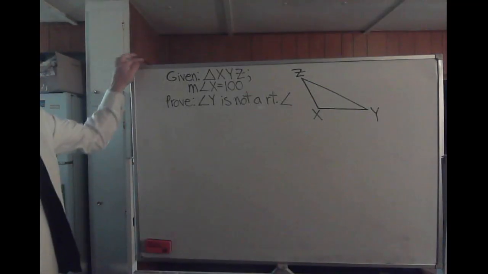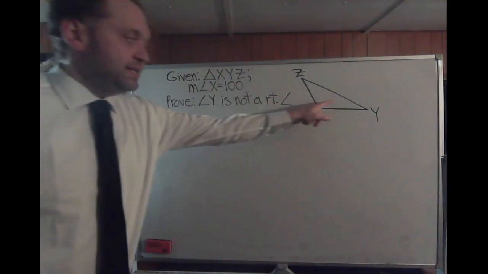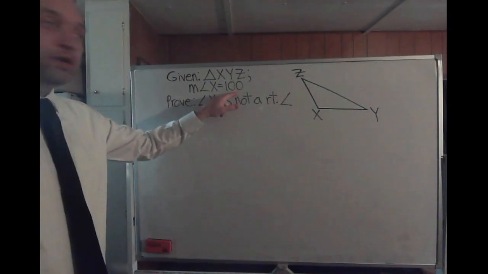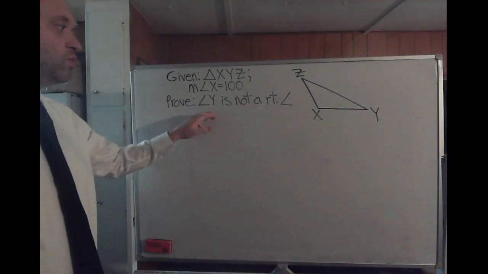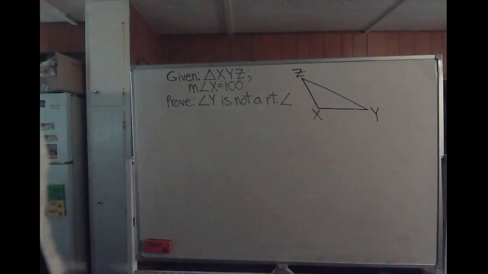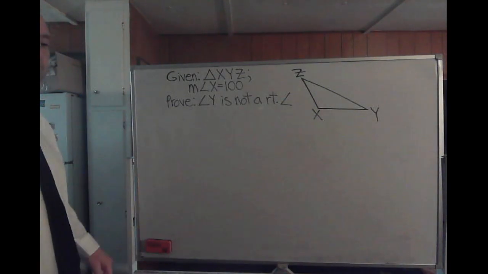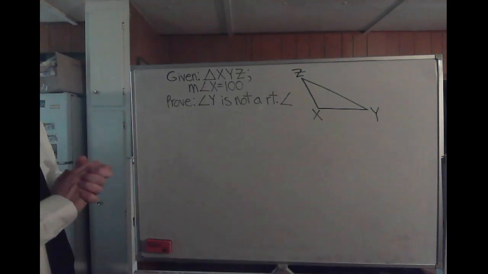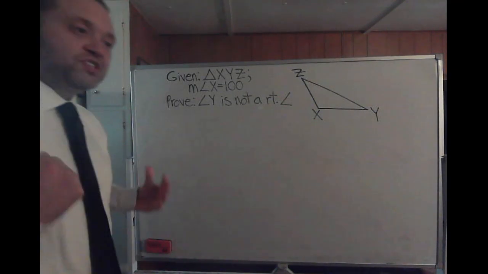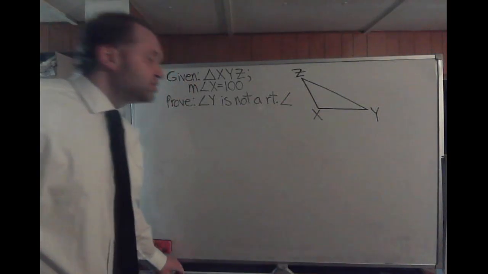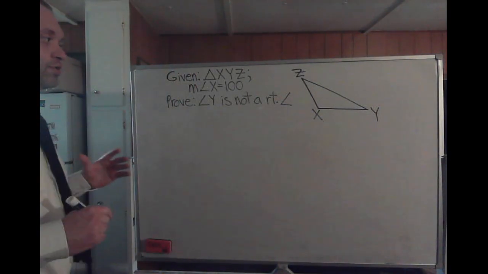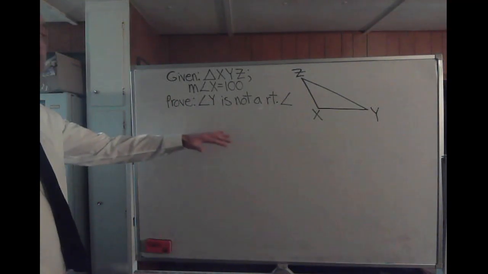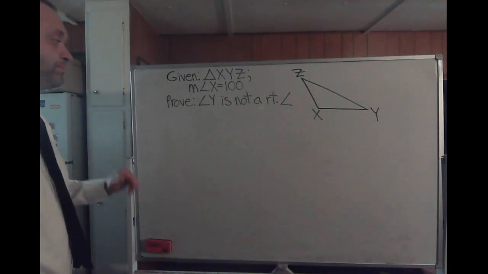So for example, we are given triangle XYZ right here. We're also given that the measure of angle X equals 100. What we have to prove is that angle Y is not a right angle. Well, that would pretty much be impossible to do a direct proof of. But this is where the indirect proof comes in for rather obscure facts. So how we do an indirect proof is it's in paragraph form instead of in two-column form, okay?